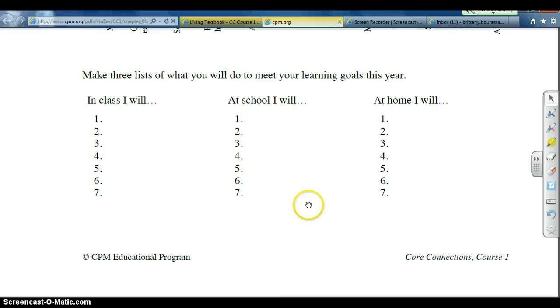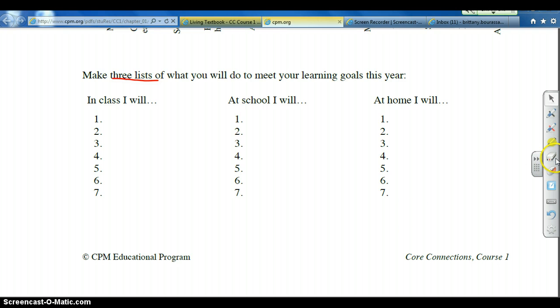The last section for the student is asking you to make 3 lists, okay? 3 lists of what you will do to meet your learning goals this year. So, the first one is saying, in class, I will. What are things that you plan to do in class to meet those learning goals? In specifically math class. The next one is at school, okay? At school, I plan to do what? And then at home, what will you do?